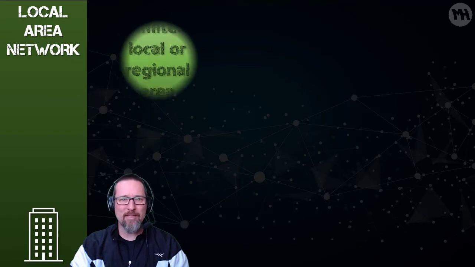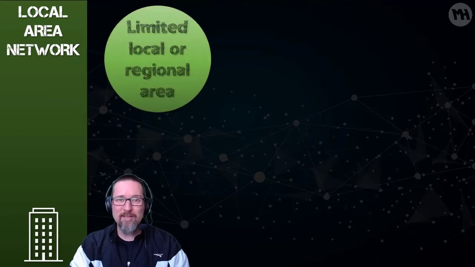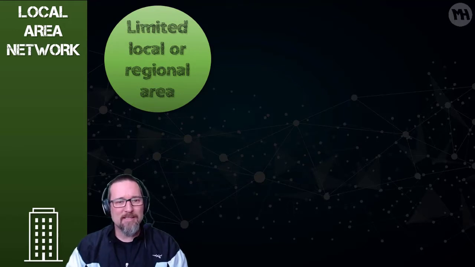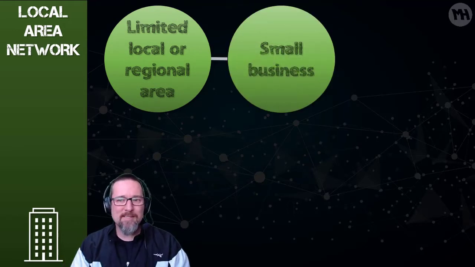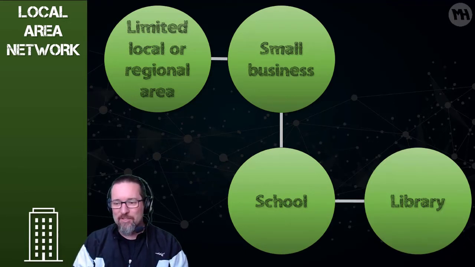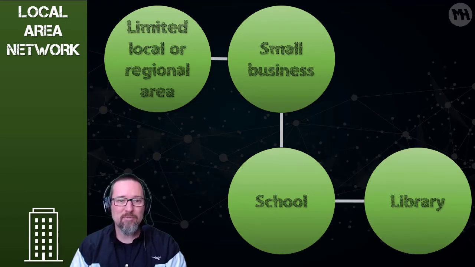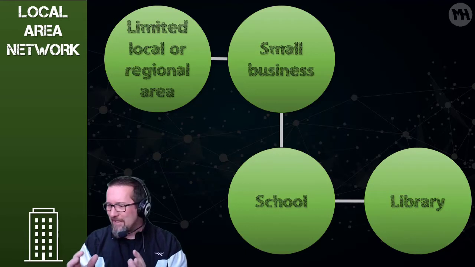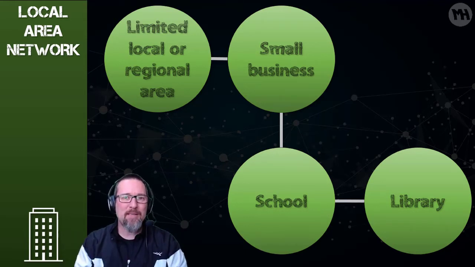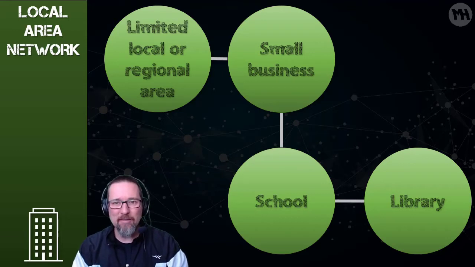What is a local area network? Well, basically, a local area network is a network that is limited to a local or regional area. Something like a small business or a school or a library. So where you are at school or if you go to the library, for example, or anywhere where there's a small business or a company, one building, for example, that would be an example of a local area network. It doesn't get much bigger than that.